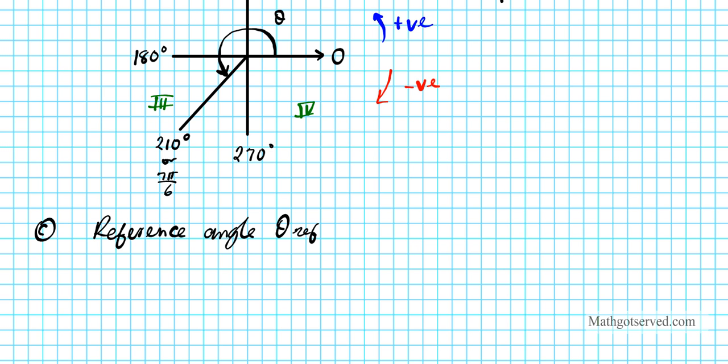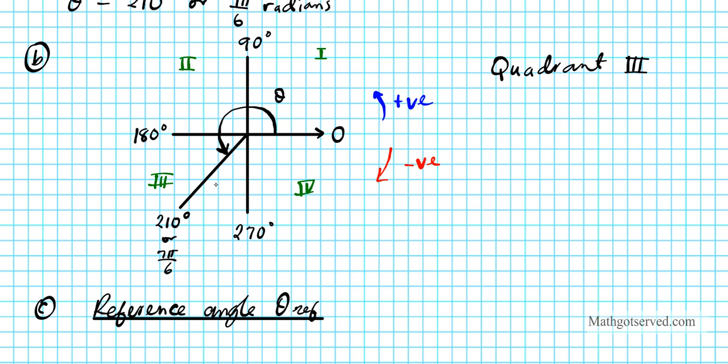So what is the reference angle? The reference angle is the measure of the terminal side to the nearest x-axis, okay? So the closest x-axis to this terminal side is the negative x. So this angle right here is your reference angle. Let me put it in blue. This is your reference angle right here, okay? So how many degrees is this?